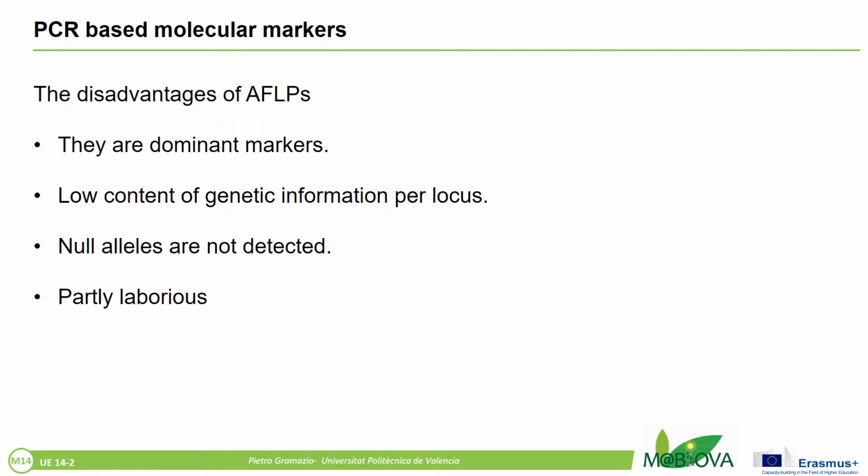The disadvantages of AFLPs. They are dominant, so the presence of a band could mean the individual could be either homozygous or heterozygous, low content of genetic information per locus, null alleles are not detected, and they are partly laborious.